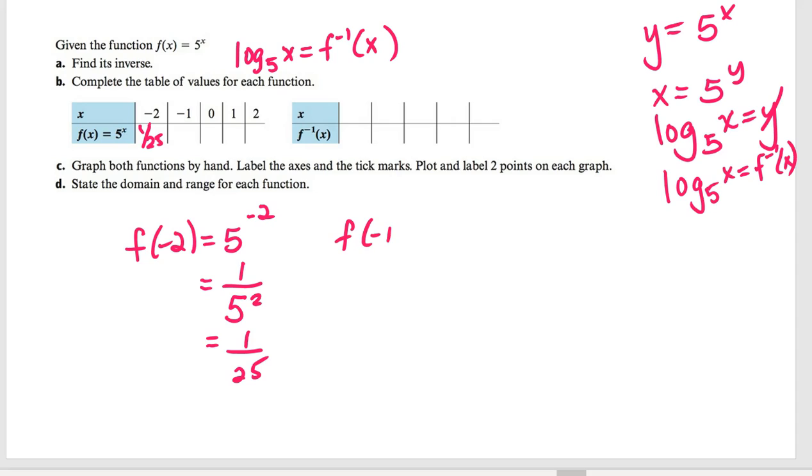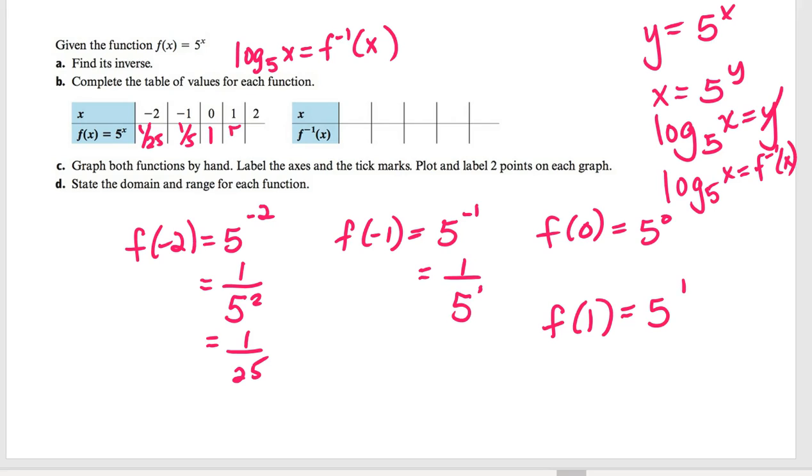Let's do f at -1. I rewrite it as a positive exponent, so it's going to be 1 over 5. 5 to the 0 power is always going to be 1. 5 to the first power will be 5. And 5 to the second power will be 25.